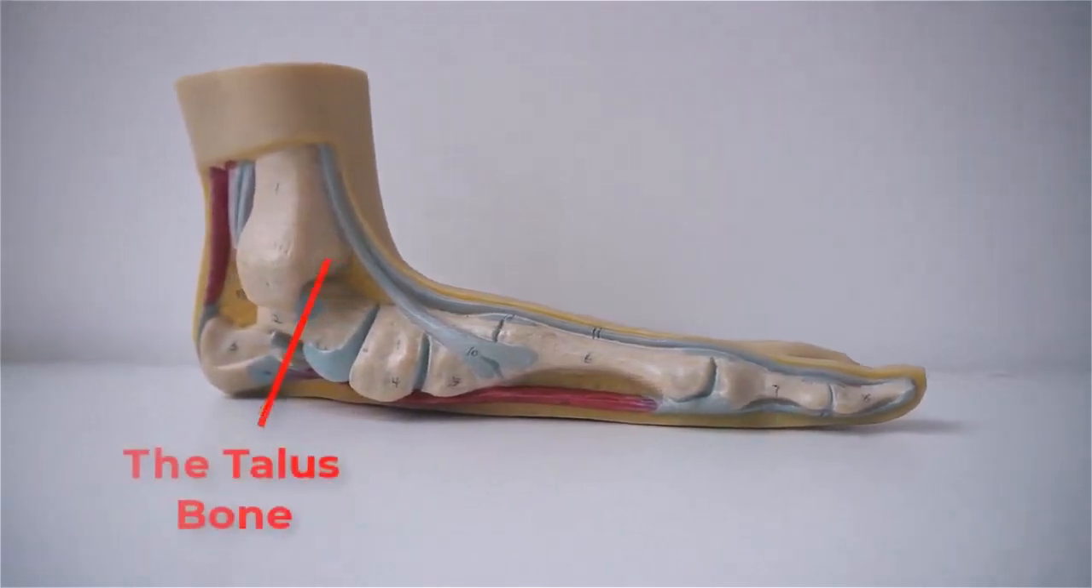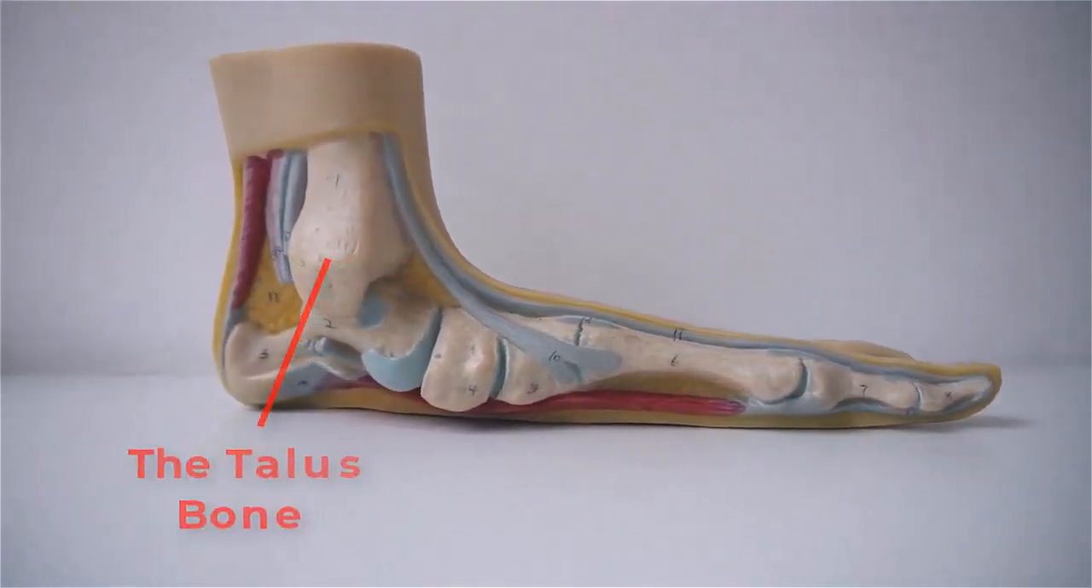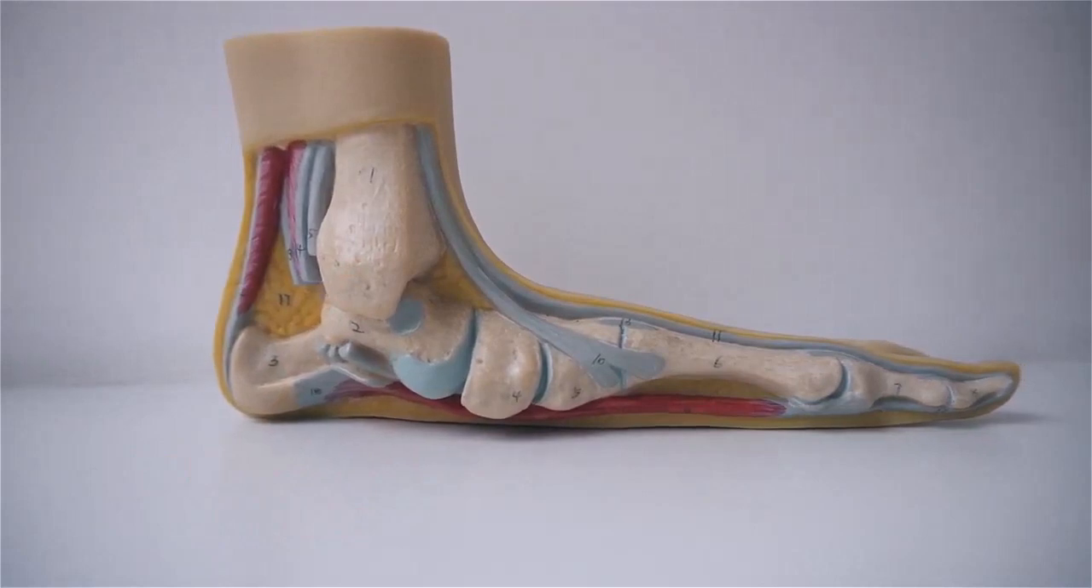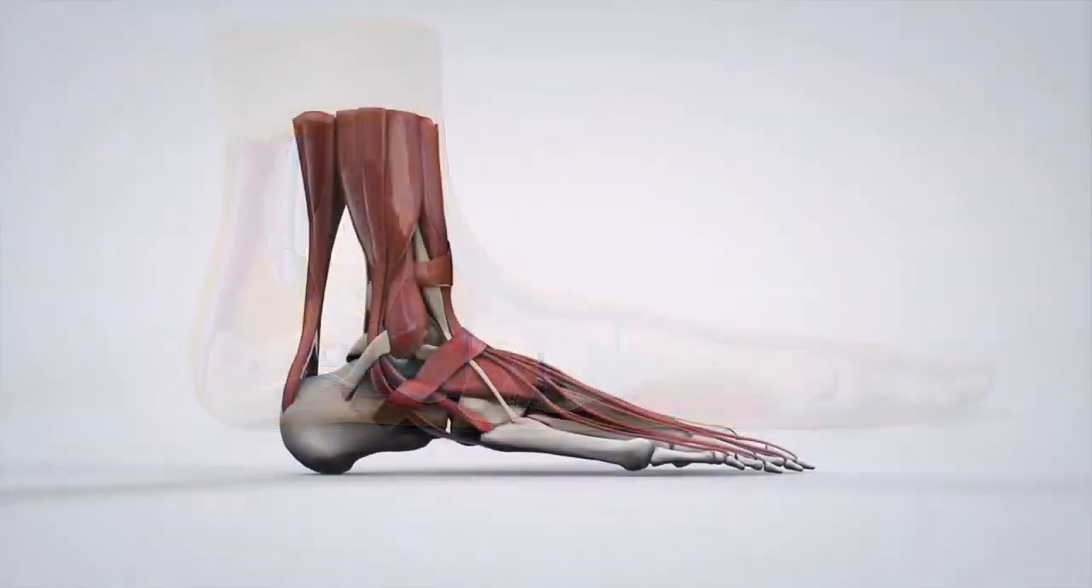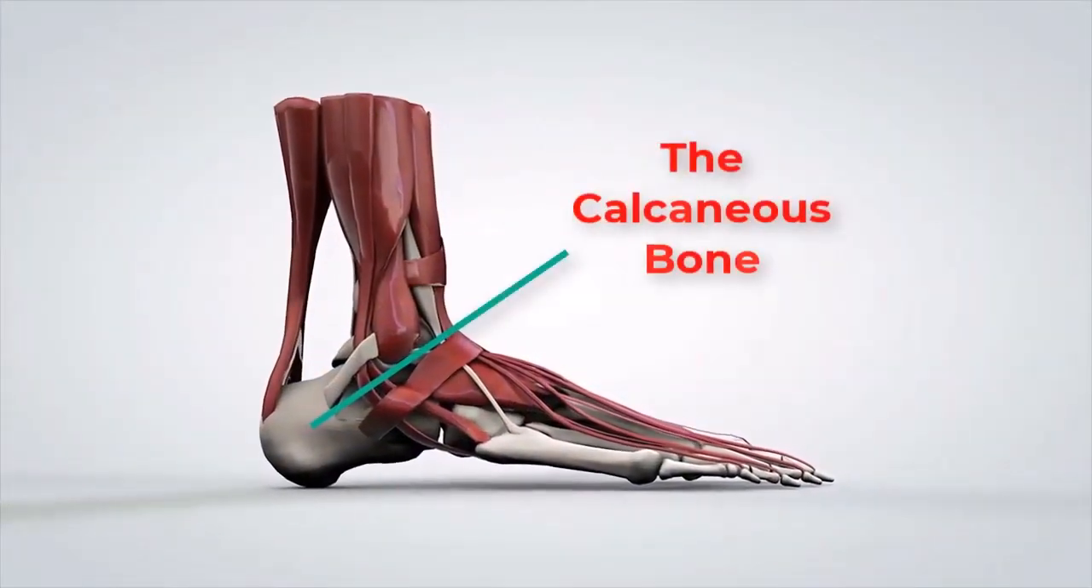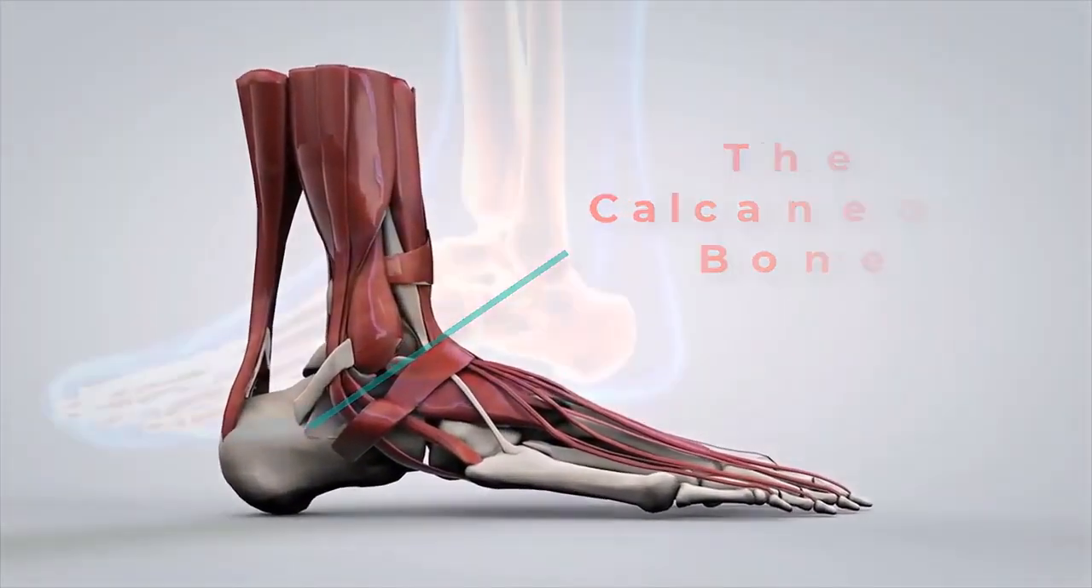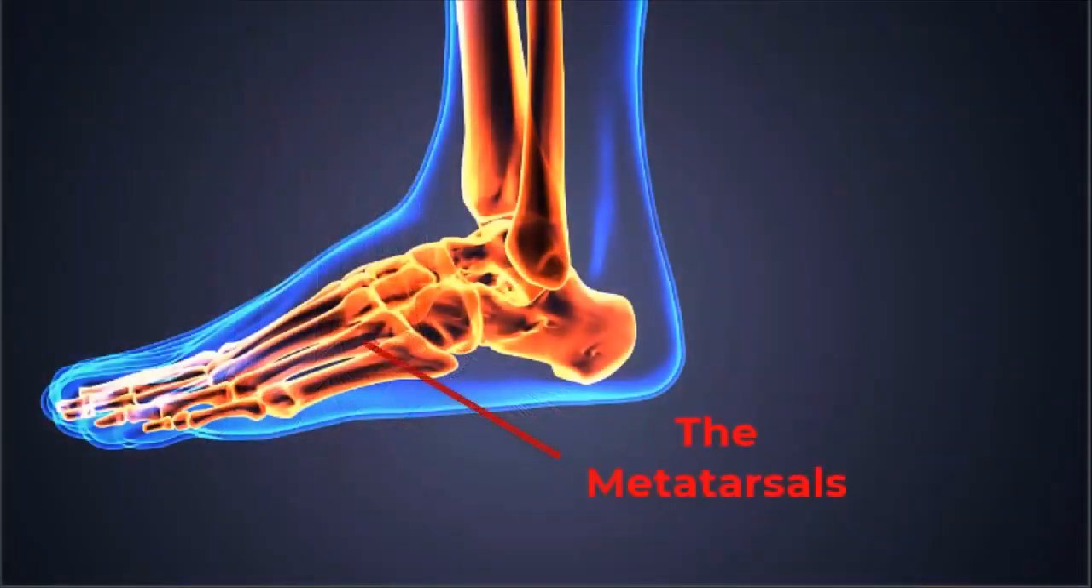The most superior bone is the talus. This has a relatively square-shaped upper surface that articulates with the tibia and fibula to form the ankle joint. The calcaneus is the largest bone of the foot, which forms the heel. The anterior half of the foot is formed by the 5 metatarsal bones.